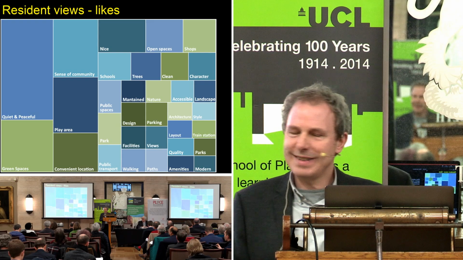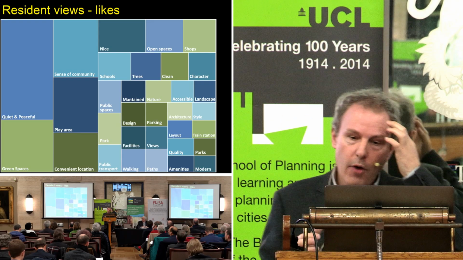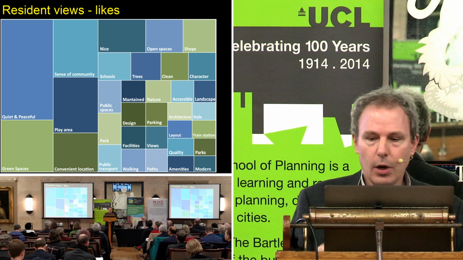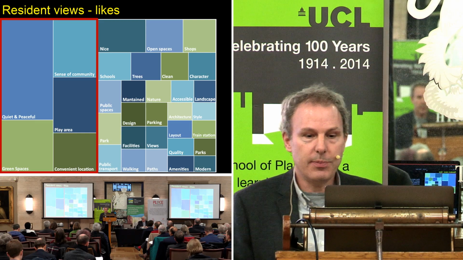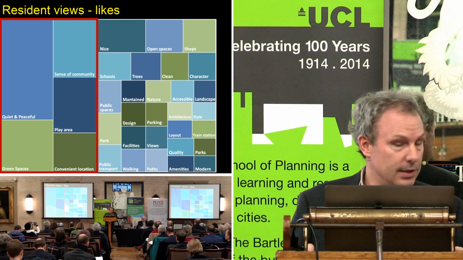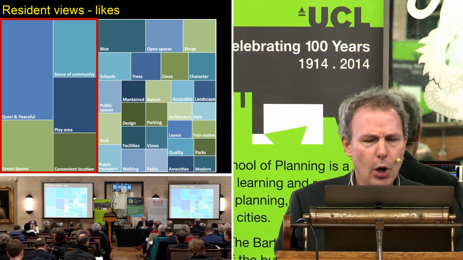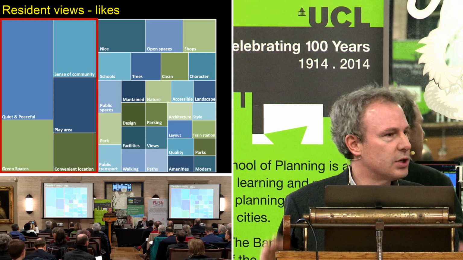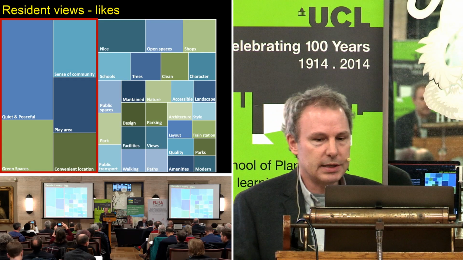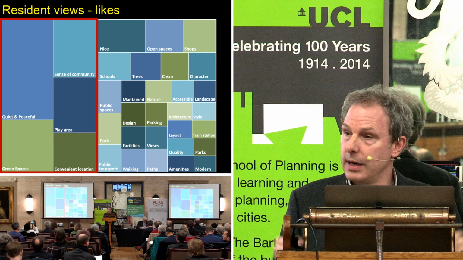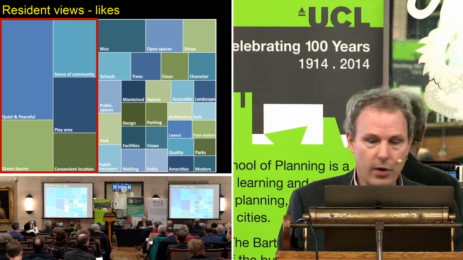When asked about the things that they liked, residents picked out quietness, green space, sense of community, play facilities as the top factors that they liked about the places. All factors that you would associate with the sorts of suburban environments that dominated the audits and that consequently dominate the output of our volume builders.